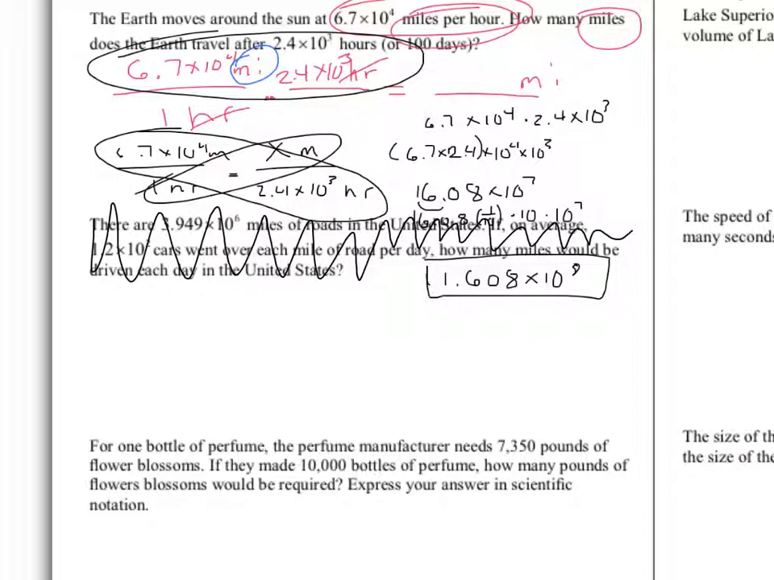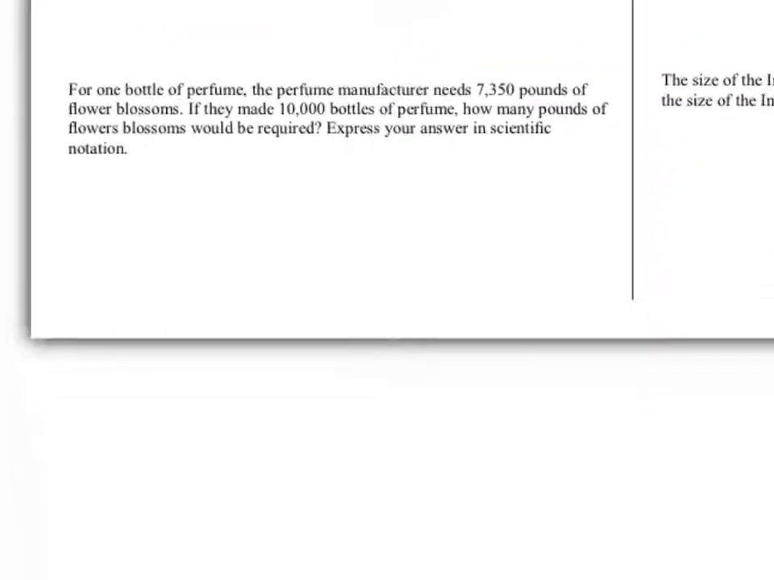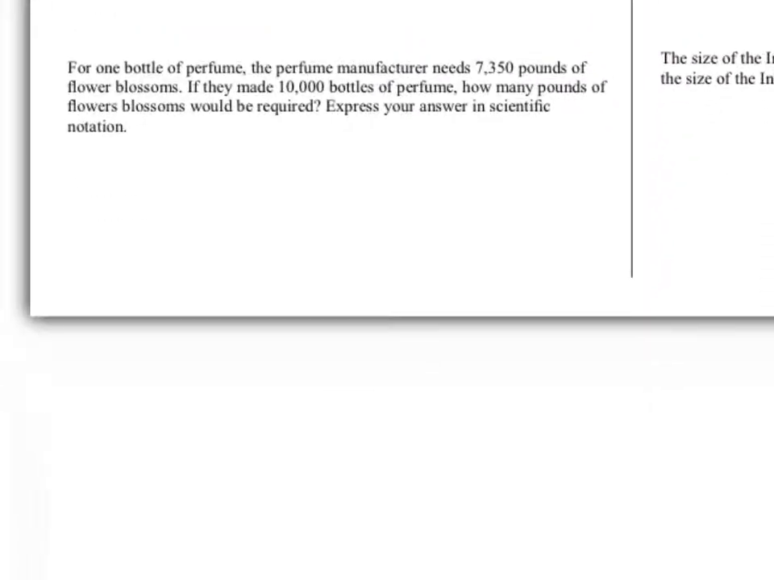All right, so we're going to skip over this problem here, partially because we don't have time, partially because I believe the problem to be flawed. All right, so looking at this, I have for one bottle of perfume, the perfume manufacturer needs 7,350 pounds of flower blossoms. If they made 10,000 bottles of perfume, how many pounds of flower blossoms would be required? Express your answer in scientific notation.